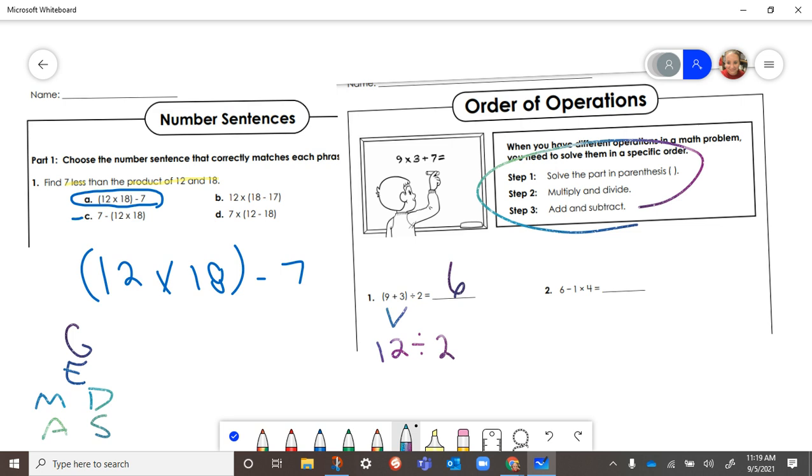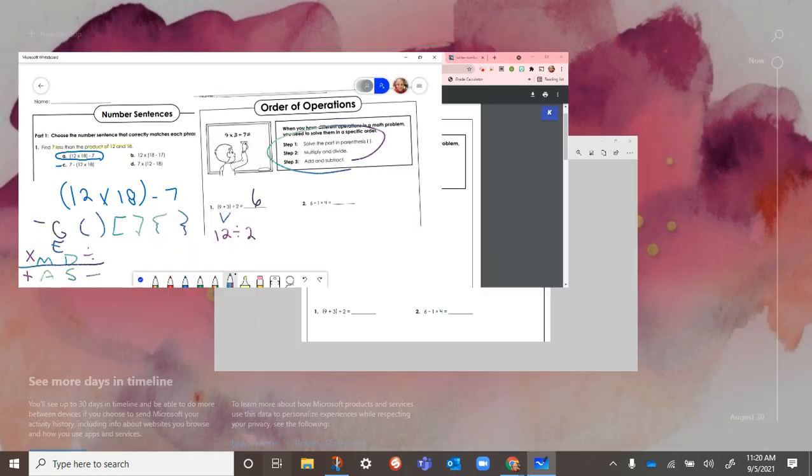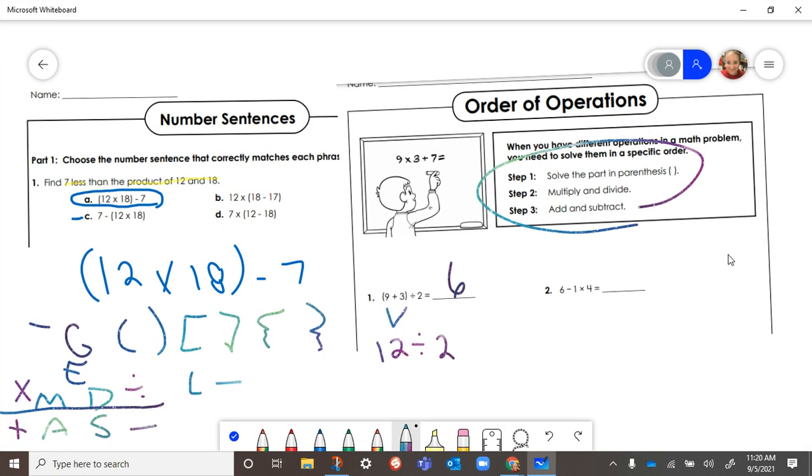So here, just following through that step again, G, these are your groupings. So anything that has parentheses, brackets, braces, and then E, your exponents, M, multiplication, D, division, A, addition, and S for subtraction. So you need to do those in order. And then remember, in the multiplication and division, you're moving left to right. And then same thing with the addition and subtraction, you're moving left to right.